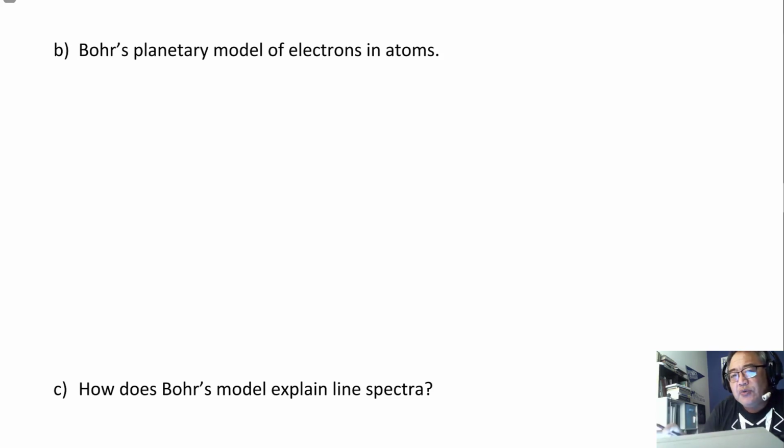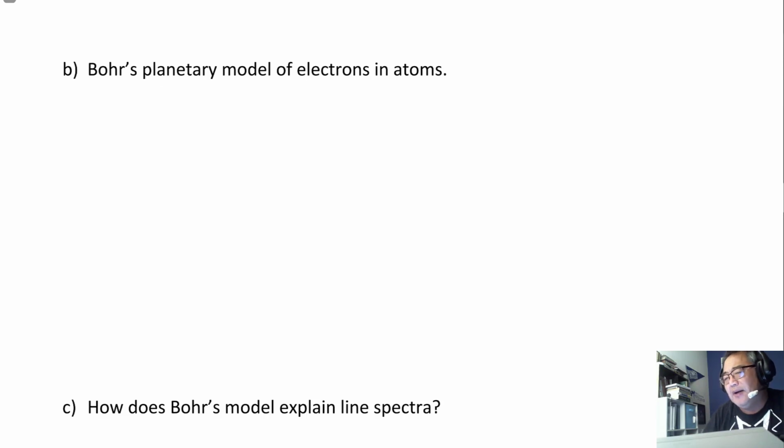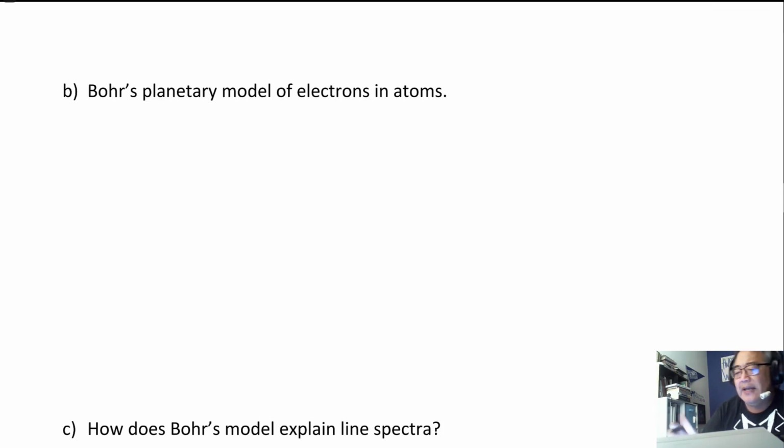But for now, let's just try to understand what the general explanation for line spectra is. And so it works with the planetary model. So I'm going to give you a little bit of background, right? And again, it seems like it's unrelated, but it's actually physics. If I have, this is the ground, right?